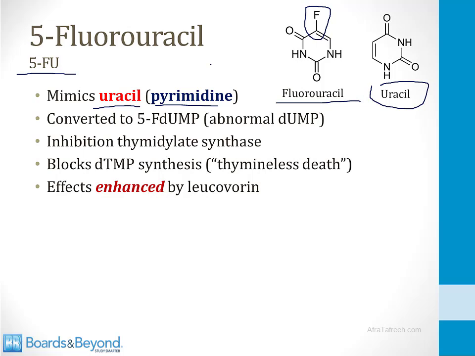In cells in the body, it's converted to 5-fluorodeoxyuridine monophosphate, which is a mutant or abnormal form of uridine monophosphate. In this form, it will inhibit the enzyme thymidylate synthase and block the formation of thymidine. Thus, cells are said to undergo a thymine-less death. And in contrast to methotrexate, the effects of 5-FU are enhanced, not reversed, by leucovorin.